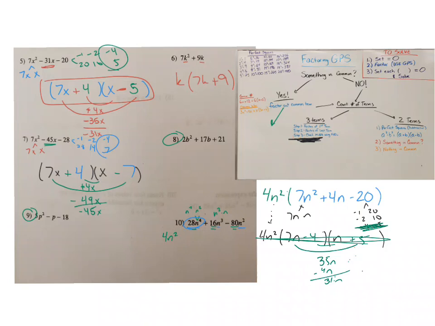So I say 4n squared, but this time I'm going to try 7n and n, but this time I'm going to try negative 2 and 10. I'm going to put the minus 2 here. I'm going to put the 10 here. Complete guess. I don't know if it's going to work. Let's find out. So I do the outside is minus 14n. I do the inside is positive 10n.